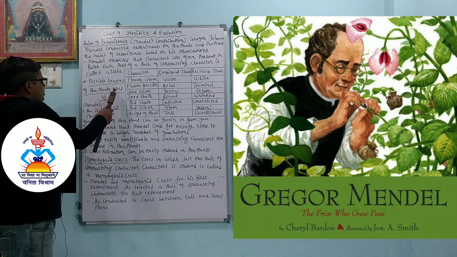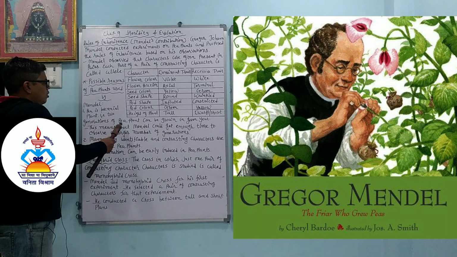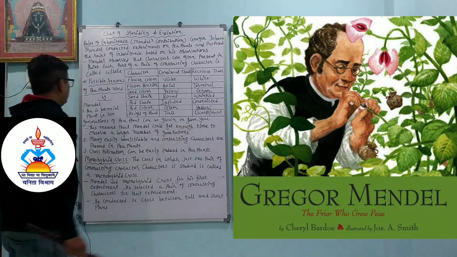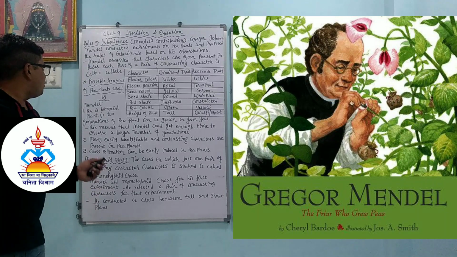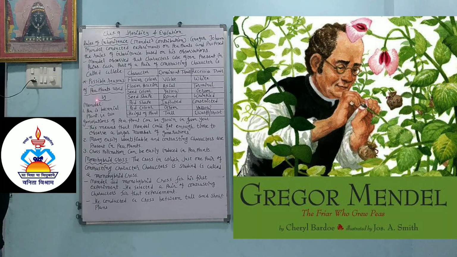Possible reasons for the pea plants used by Mendel. Pea is a biennial plant, that is, 2 generations of pea plant can be grown in a given year. So what is the reason that Mendel used the pea plant? In a year we can grow the pea plant 2 times. The first generation we can call F1, and from F1 we get the second generation, that is called F2. So Mendel can easily observe his experiment in a year.